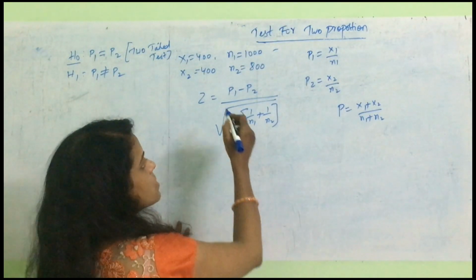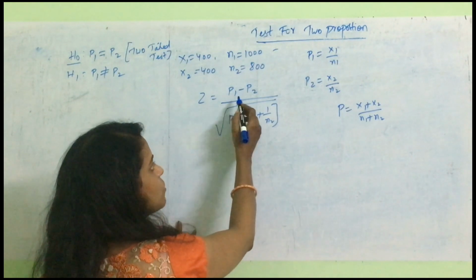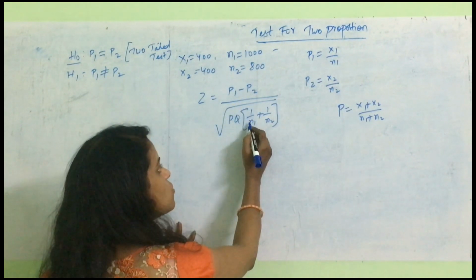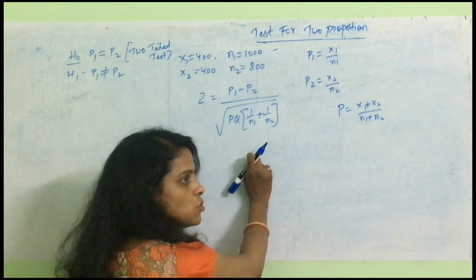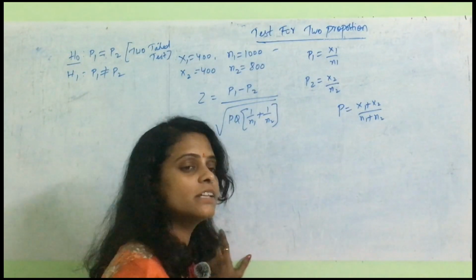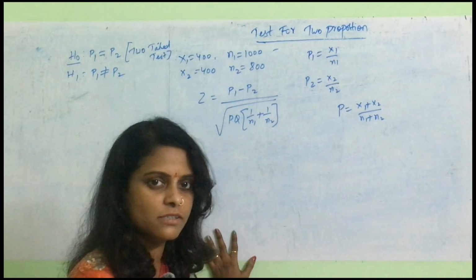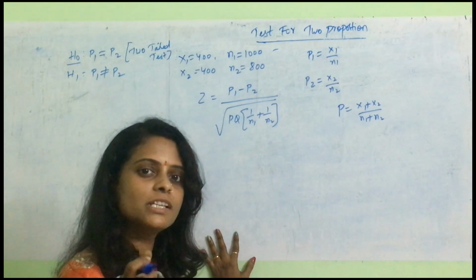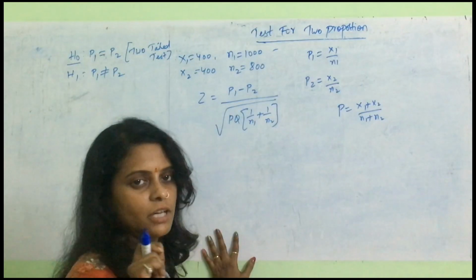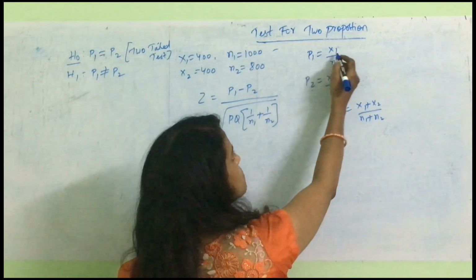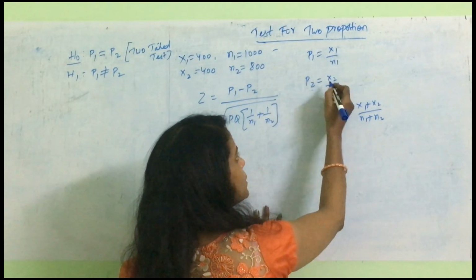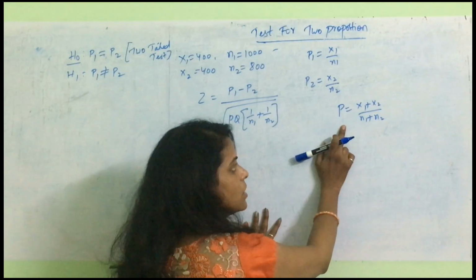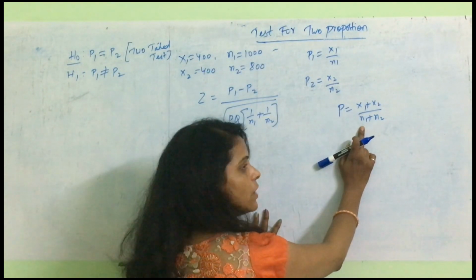This is the formula given for that: z equals p1 minus p2 by square root of p into q into 1 by n1 plus 1 by n2. Most important thing is that you remember your formulas. We will do a video on all the formulas so that you can easily differentiate and remember them. P1 is x1 by n1 and p2 is x2 by n2, and we have a capital P value also, that is x1 plus x2 by n1 plus n2.